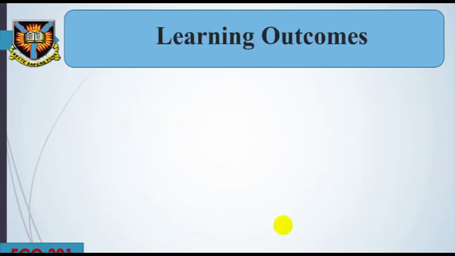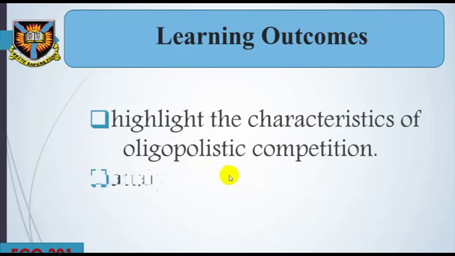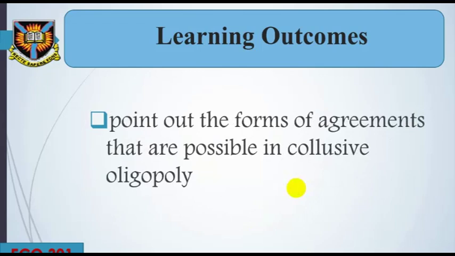Learning outcomes. When you have studied this section, you should be able to highlight the characteristics of oligopolistic competition, analyze the models of oligopolistic competition, and point out the forms of agreements that are possible in collusive oligopoly.